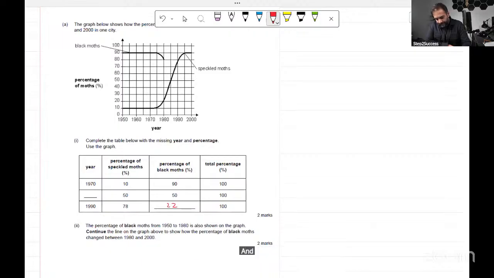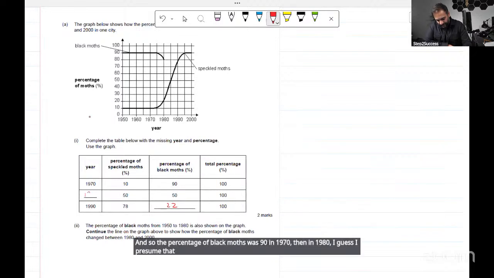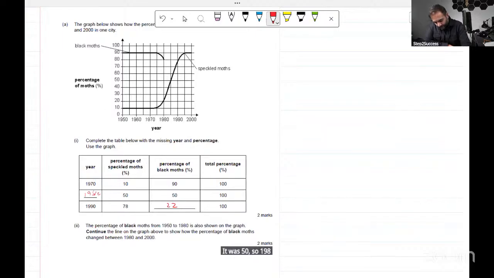And so the percentage of black moths was 90 in 1970. Then in 1980, I guess I presume that's 1980. What else could it be? It was 50. So 1980, a mark at 50. Is it 1980? Let me just check the answer to that.